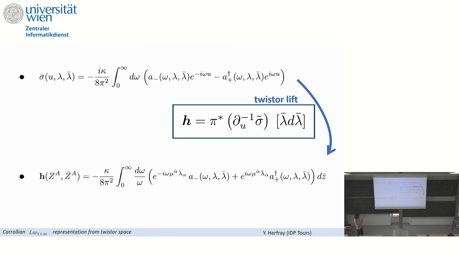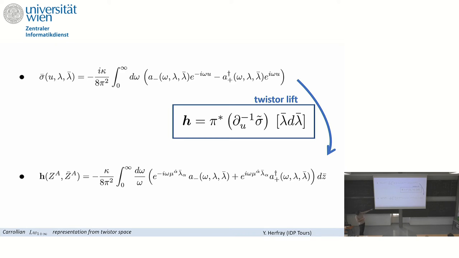Okay, so in practice, let me just show you how it works in practice. One thing you can do is really work this out for the linearized field. So this is your shear at Scri, as you may know. The twistor lift is just that you replace this u by mu lambda bar. Here you see that there is no mu bar appearing, because there is lambda bar and mu but no mu bar. So in this sense, it's going to be holomorphic.